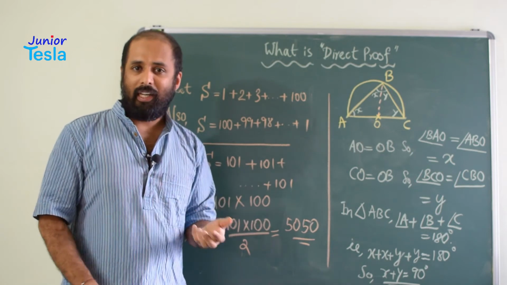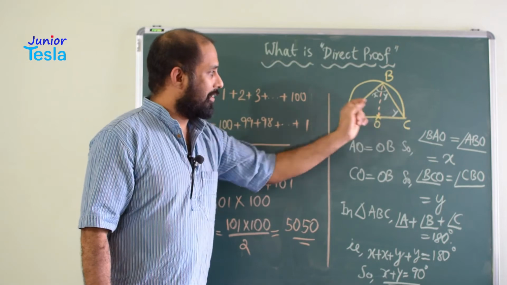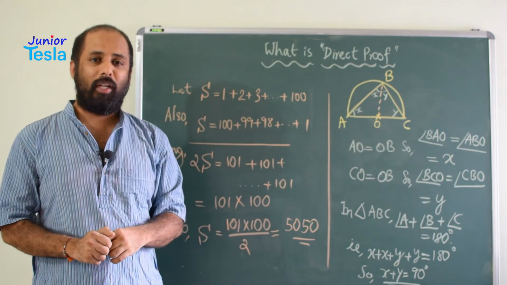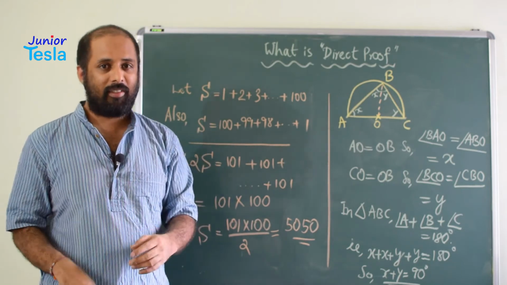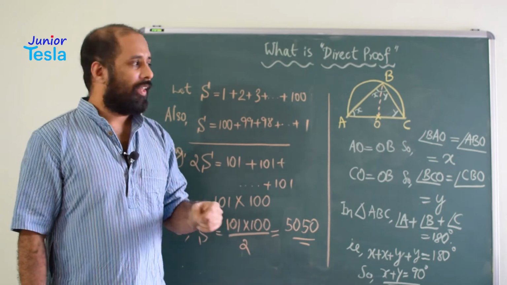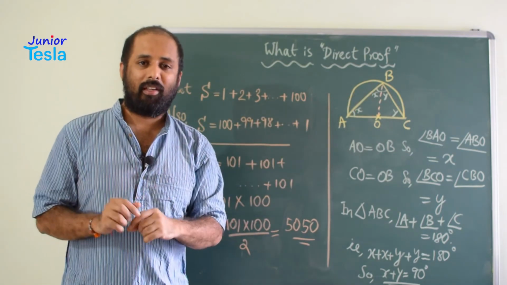We can prove it by the direct method. So what we do is we draw the semicircle and then we take one angle ABC. Now we have to prove that angle ABC equals 90 degrees. Now we are going to do a very small construction. What we do is we connect the point B to the center of the semicircle, O.